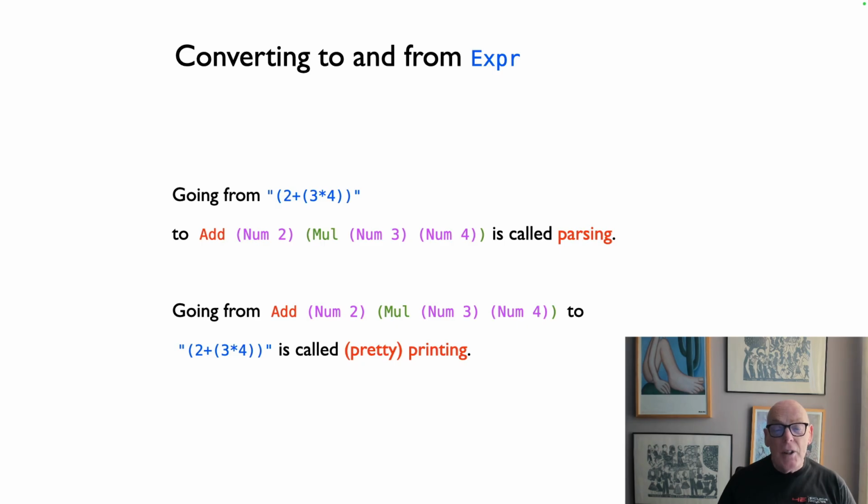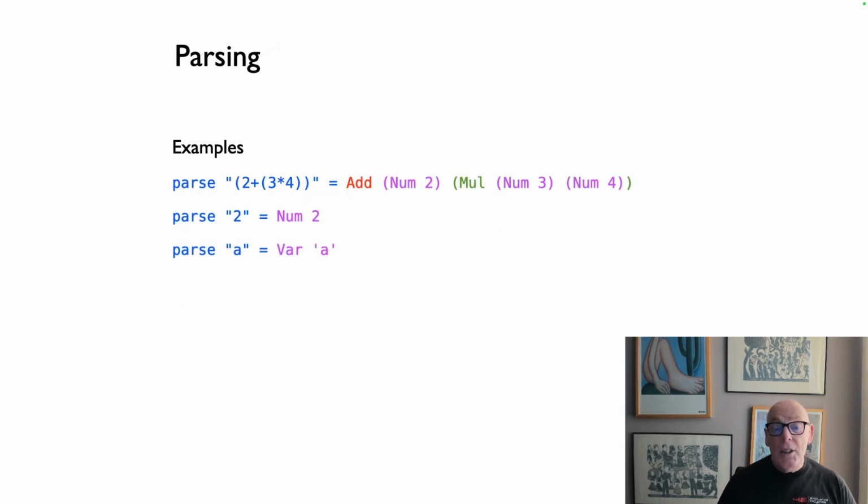But going in the opposite direction is rather more complicated, because what we're doing is we're taking a flat string in which there's an implicit structure due to the grammar of the language, and we're turning that implicit structure into an explicit data type, an Expr. So that's going to be more difficult. We're going to have to work harder to do that. Let's start by looking at some examples of what our function should look like.